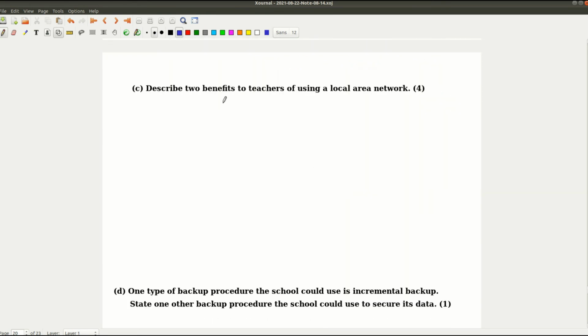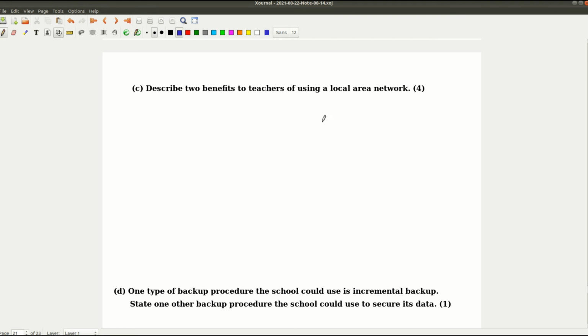Describe two benefits to teachers of using a local area network. Teachers of using a local area network. Okay. So what's the benefit of using a local area network? Of a local area network the teacher can get.